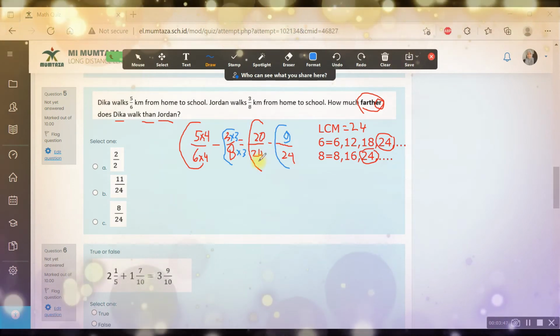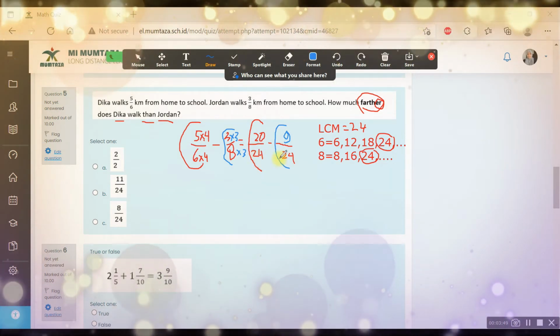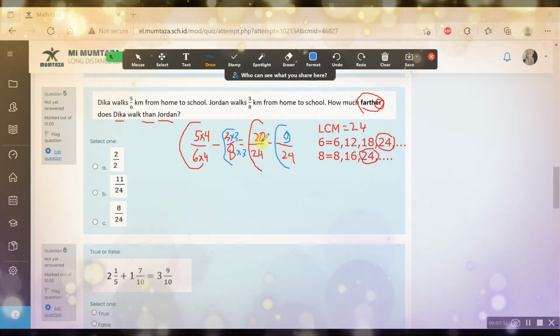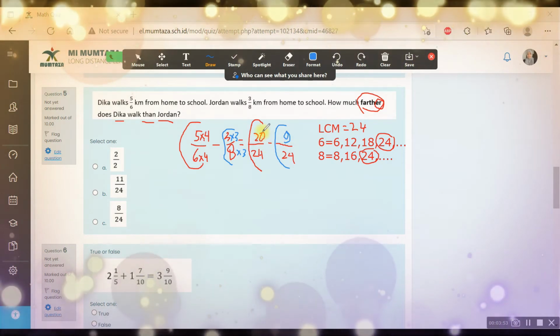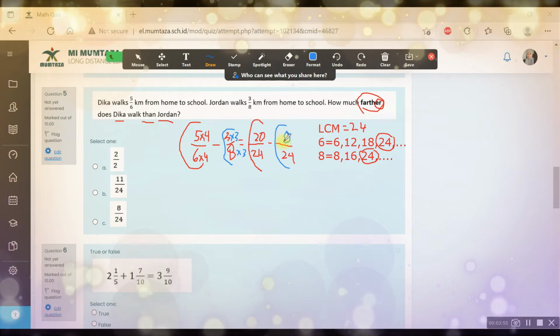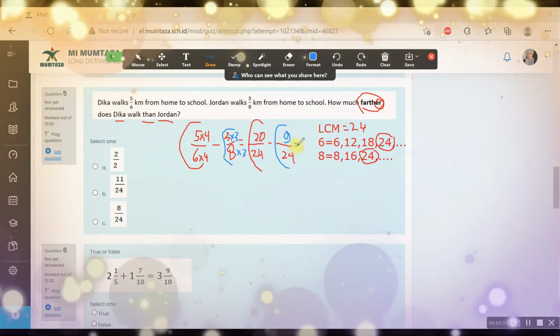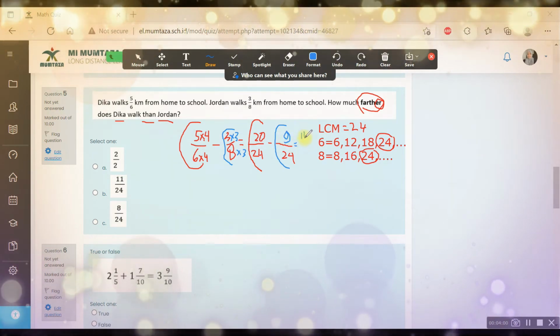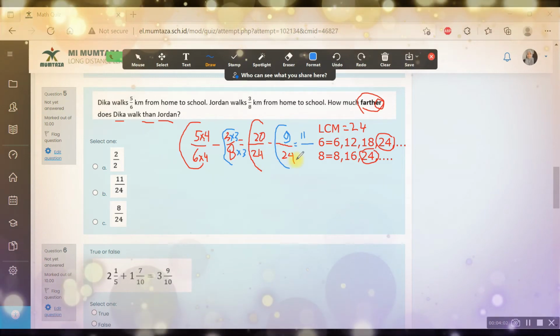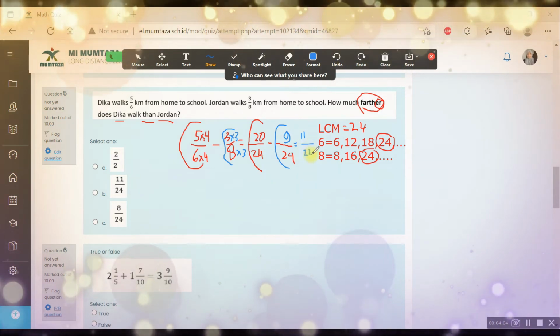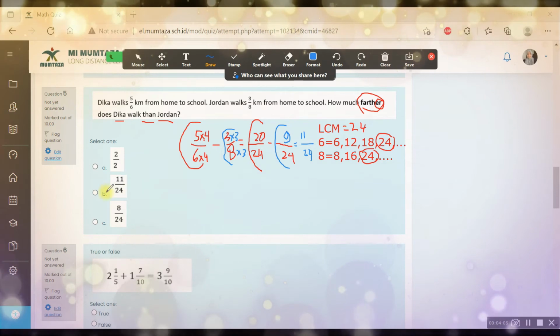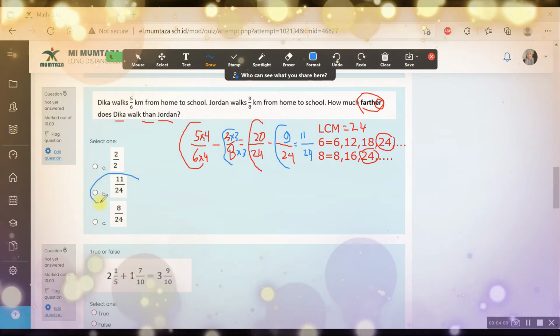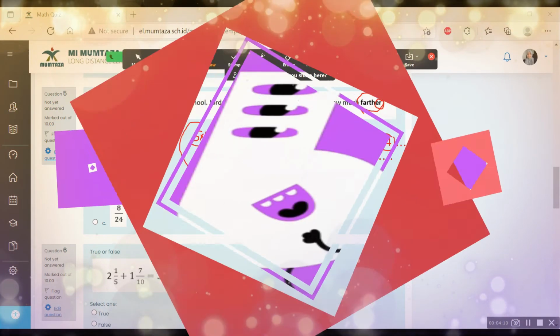Now after this, because the denominator is already the same, we can subtract the top numbers. 20 minus 9 becomes 11. And for the bottom number, still 24. So the answer is 11/24. B.